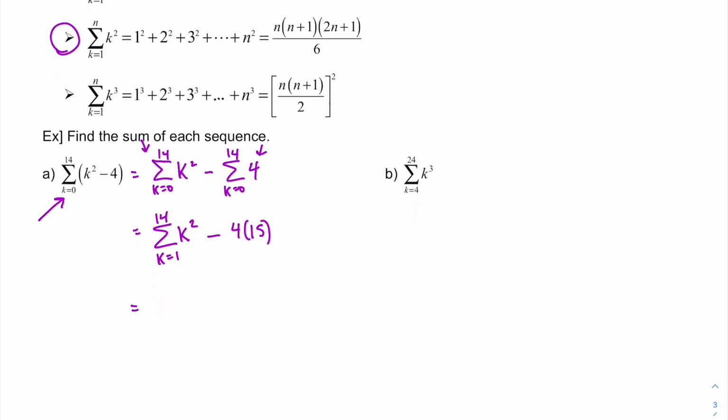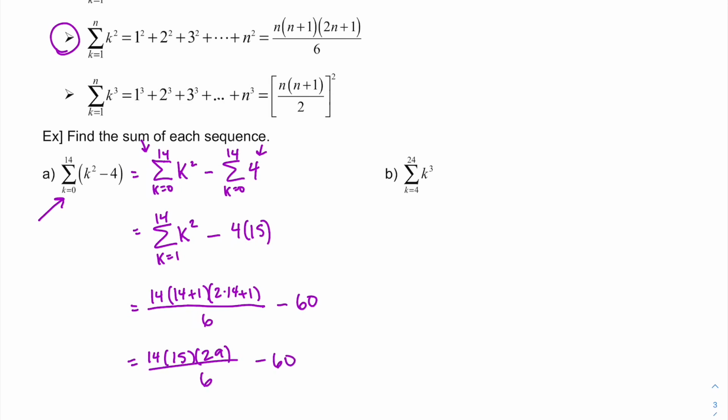So 15 times 4. Now I'm going to use the formula above for k squared. n is 14, so 14 times (14 plus 1) times (2 times 14 plus 1) over 6 minus 60. Okay, so I have 14 times 15 times, what is that, 29, over 6 minus 60. Okay, let me just go ahead and type this into my calculator. 14 times 15 times 29 divided by 6 minus 60. So I'm getting 955.